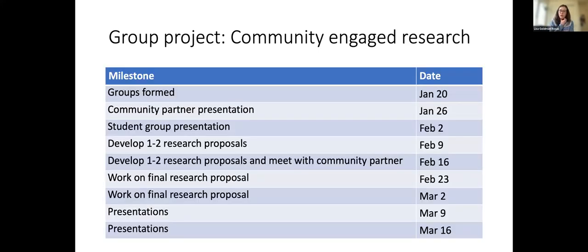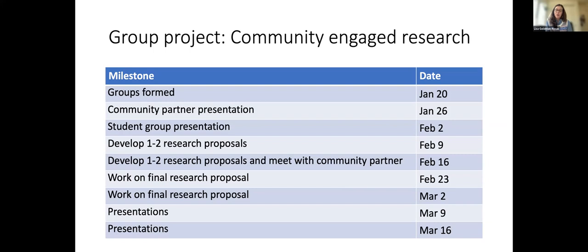So each week there is a suggested milestone to move through the project, and this is also outlined in the syllabus. So we're going to form the groups next week. They'll come on Thursday, and by Friday, we'll send you an email with your group. And then right away, we'll want you to set up a time with your community partner so that they can tell you more about their organization and their priorities.